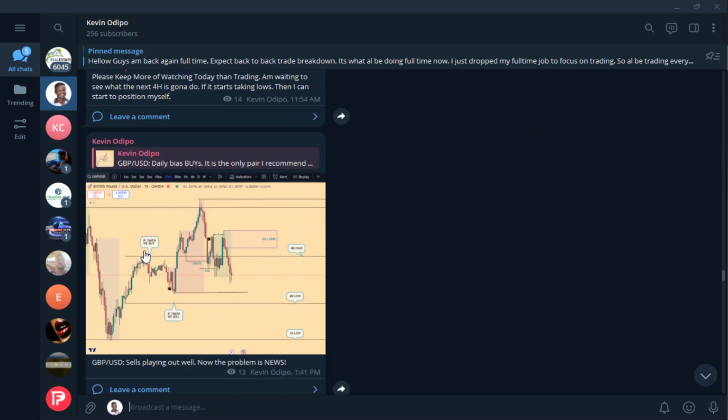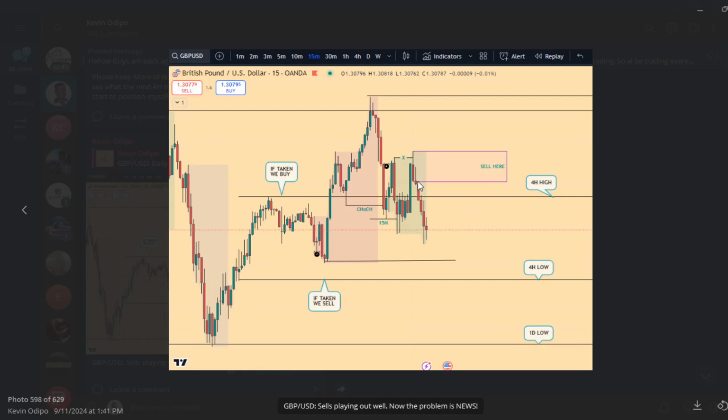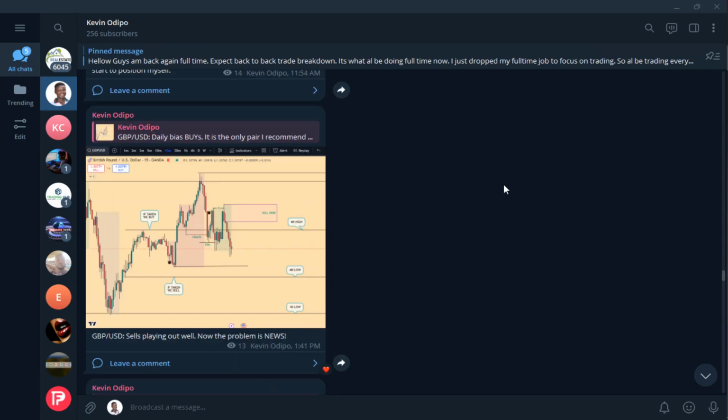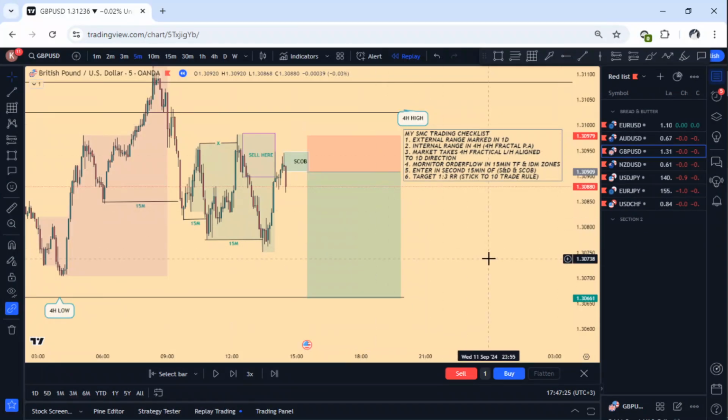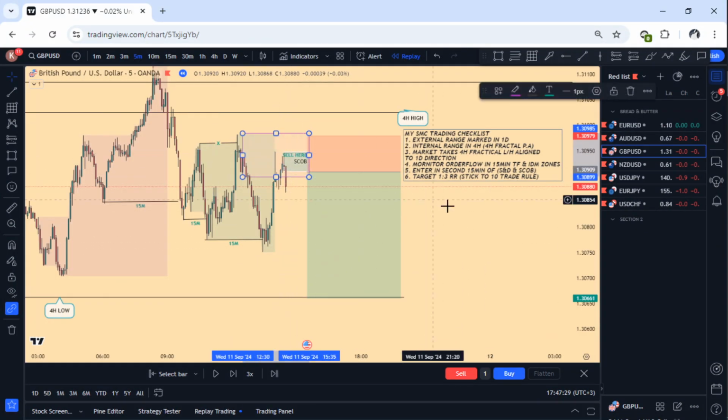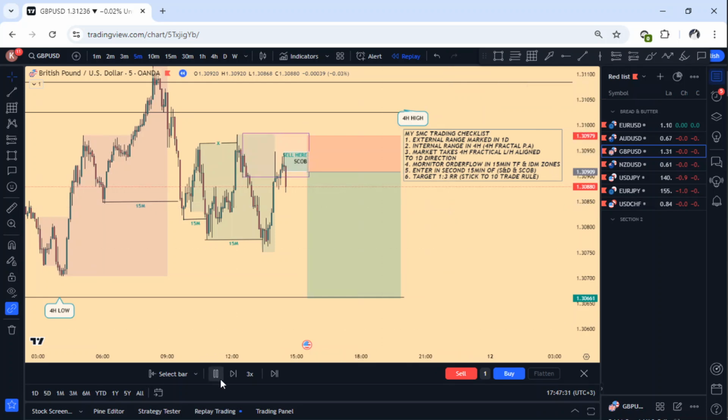This was now the trade. Like I've showed here, this was the breakdown. So we said we can now sell from this point. So GBP USD sells playing out well. Now the problem is news. So we let it flow. We let it flow and see what happened.